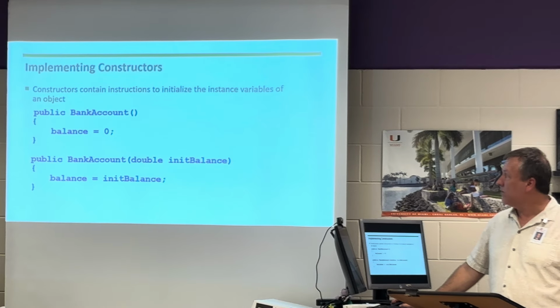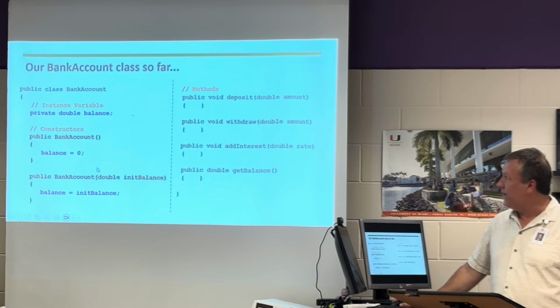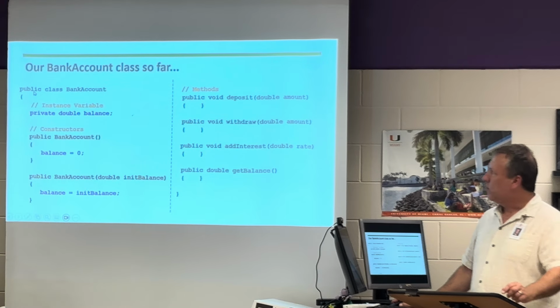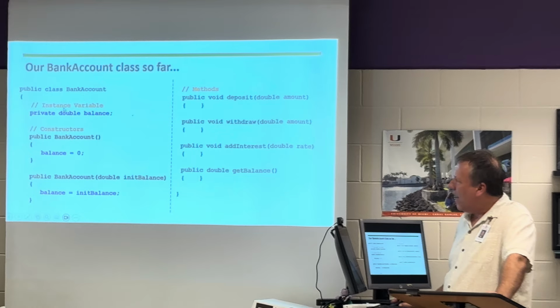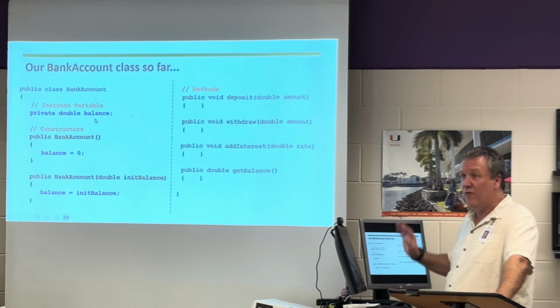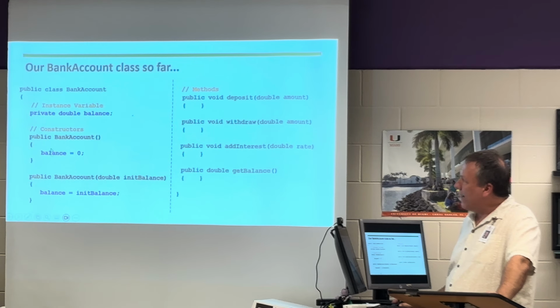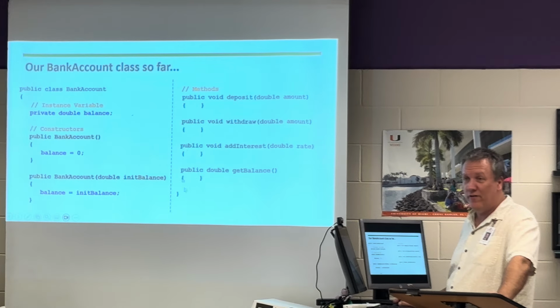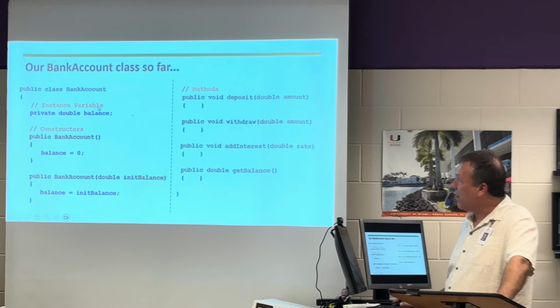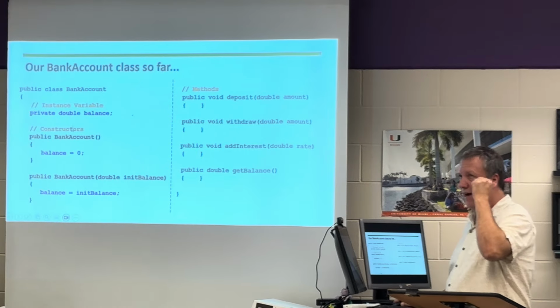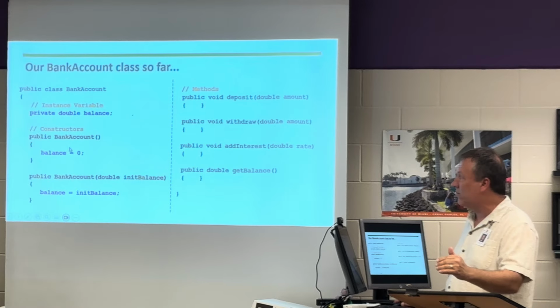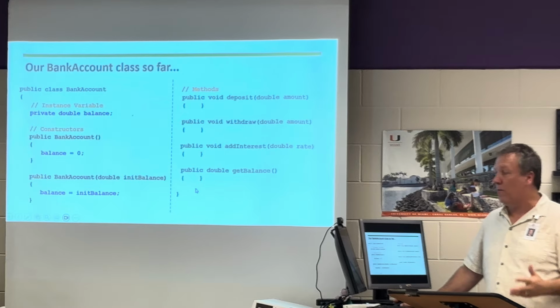So here's our bank account so far, and it's kind of getting big, so I have it in 2 columns, but this is one big file. So public class bank account. I've got my instance variable, which is my balance. Remember, this is my blueprint for creating any bank account, right? I've got my constructors. One of them sets my bank account to 0. The other one sets my bank account to my initial balance. And then here's my methods. Deposit, withdraw, add interest, get balance. I still don't have any code in there yet. I haven't got to that. So I've got my blueprint. It has a balance. I have a constructor that initializes my instance variable. And then I have my methods. This is all the parts here.